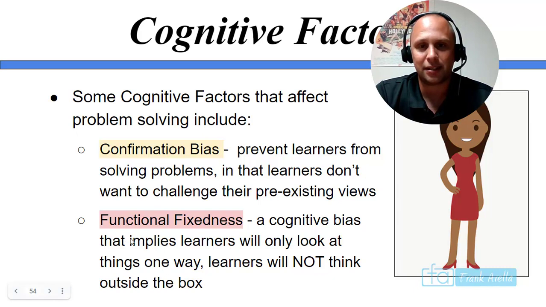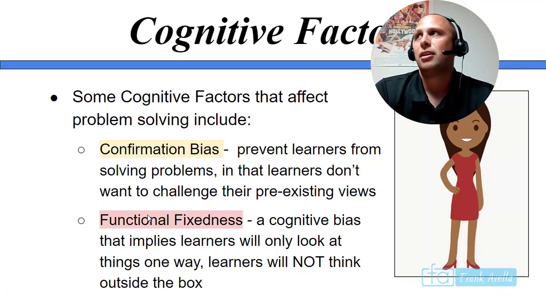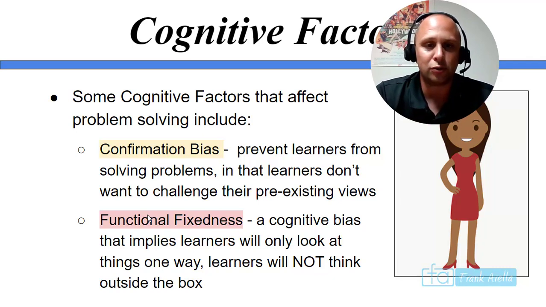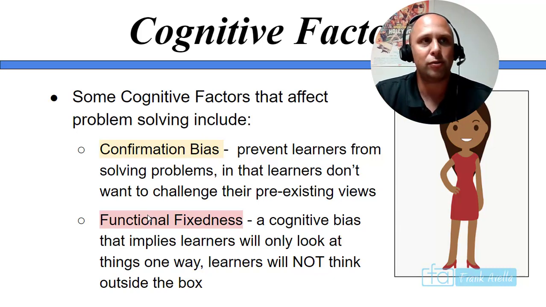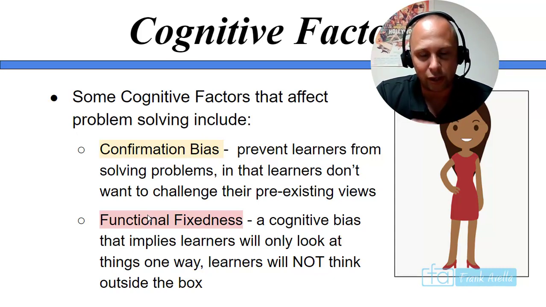Functional fixedness, that's a cognitive bias that implies learners will only look at things one way and not be able to think outside the box. They're zoomed in on one way. Let's go back to what I said earlier. You have a box and it's taped and you want to use a scissor to cut it open. If you're on functional fixedness and you go, the only way to open this is with a scissor, you're not going to think outside the box and say, oh, I could just use something else. Maybe you just wait around, or you don't think to use a knife or something like that. That might be a poor example I'm using, but I'm trying to get the point out there, right? So focusing on just one way, you don't think outside the box.